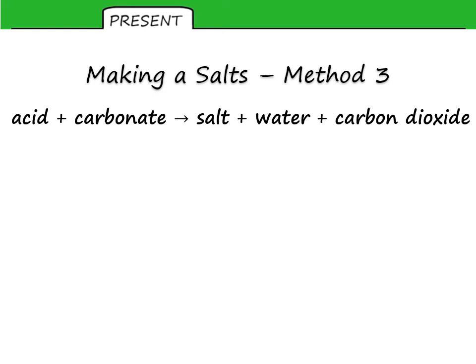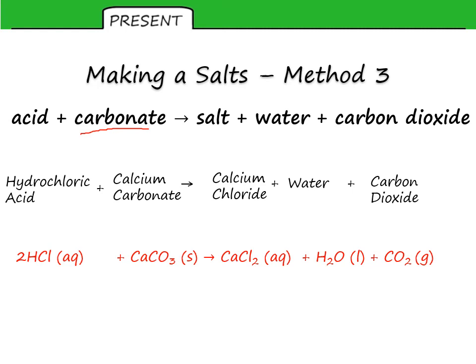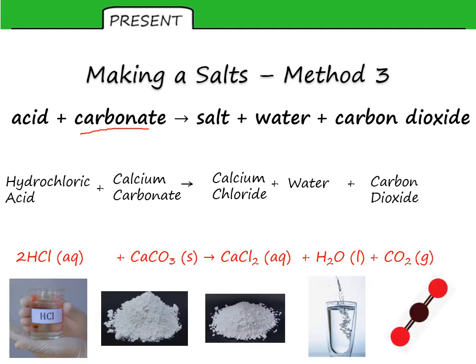So our third method is to react an acid with a carbonate, which will give us salt plus water plus carbon dioxide. This is another general equation that you need to know. So there's three now. An example could be hydrochloric acid plus calcium carbonate produces calcium chloride plus water plus carbon dioxide. And there is the symbol equation for that reaction.